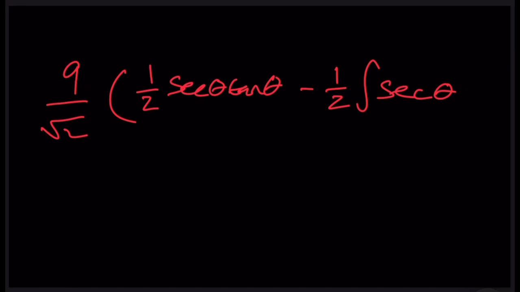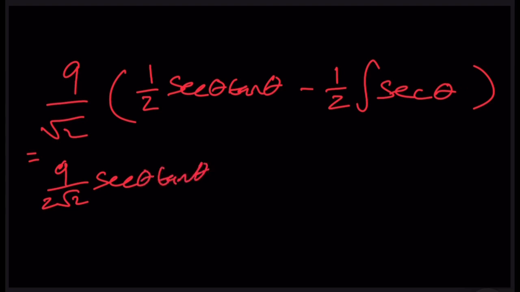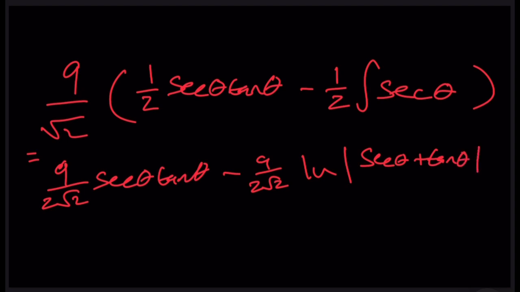Right? And then from there, we can set this equal to 9 over 2 root 2 secant theta tangent theta minus 9 over 2 root 2 ln of the absolute value of secant theta plus tangent theta plus c, of course. And then it's all about just plugging everything back in. So we know 3 secant theta is going to be u, and 3 tangent theta is going to be that square root we started with.